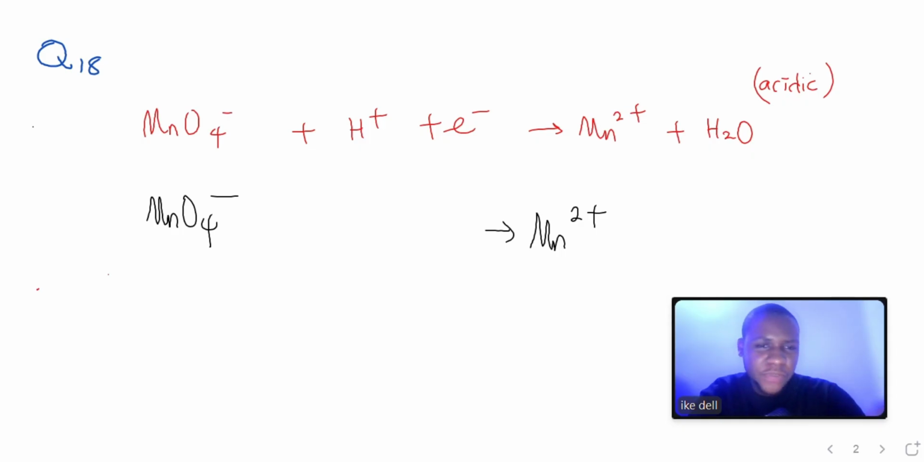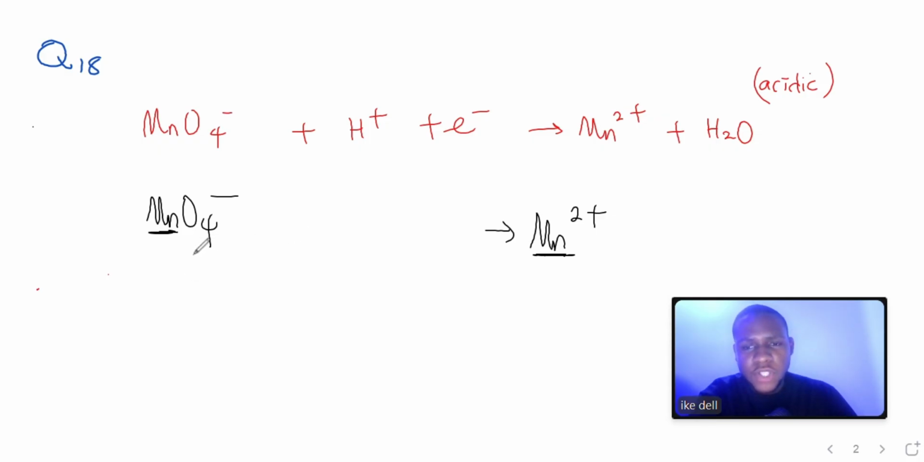So this is it, MnO4 minus going to Mn2 plus. That's the major players here, right? And then we'll start our balancing process. The first step is to make sure that the manganese, which is Mn, is balanced. After that, we want to balance the oxygen with water.